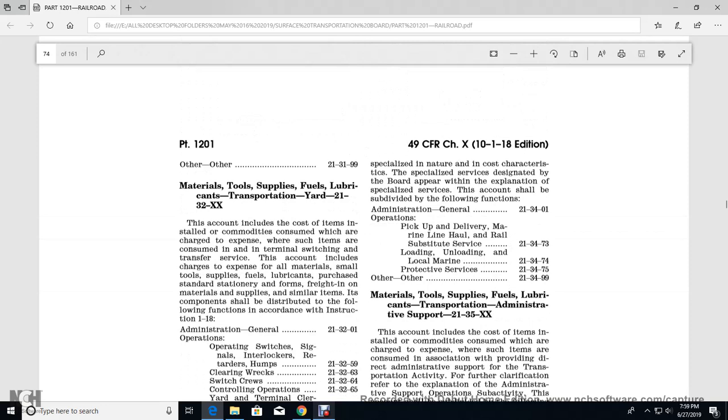That account includes the installation of the commodity with the consumer, which are charged with the expense of the special items marked in terminal switching with the transfer. Service of the accounting includes the expense of all the materials, small tools, supply of fuel, lubricants, purchase for the stationary form freight, and materials supply with similar items, component distributed in the following function in accordance with instruction 118.